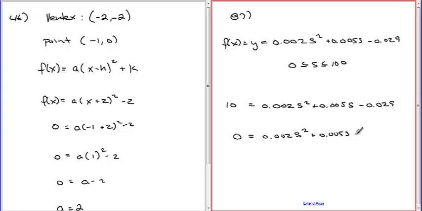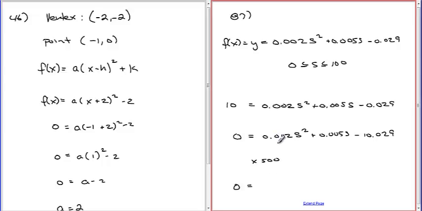So that's going to be minus 10.029. So I've got negative 10, negative 10. Now, the best thing to do is, I can divide or multiply by any number to make this easier. So what I'm going to do is multiply by whatever 1 divided by 0.002 is. 500. So if I multiply by 500, that'll make this coefficient go to 1.